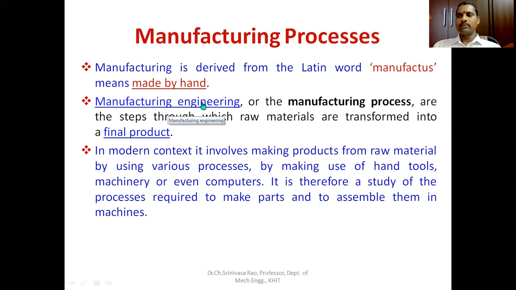Actually, manufacturing is another word used in place of production technology. So manufacturing engineering or the manufacturing process involves various steps through which raw materials are transformed into a final product. Production also we have defined like that. But in today's modern context, it involves using raw material, converting it into a final product, with various hand tools, machinery, even computers. Therefore, manufacturing engineering is a study of the processes required to make parts and assemble them in machines.